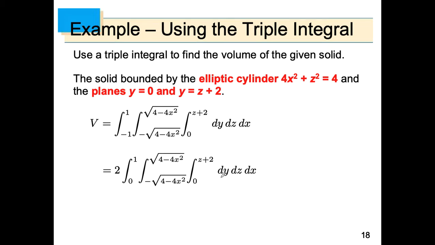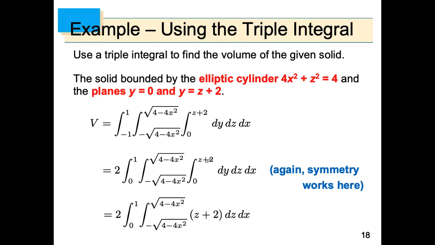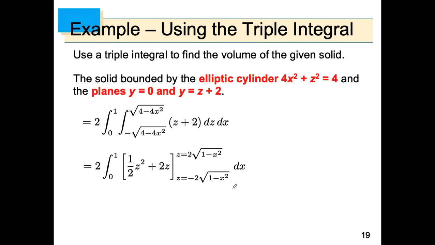Now we're integrating with respect to y first. So my antiderivative of dy is just simply y. And I'm integrating from 0 to z plus 2. So obviously I'll just get z plus 2. Now we're going to integrate with respect to z, which is simple. This will become 1/2 z squared. This will become 2z. And we're going to plug in these guys. So here's my intermediate step.